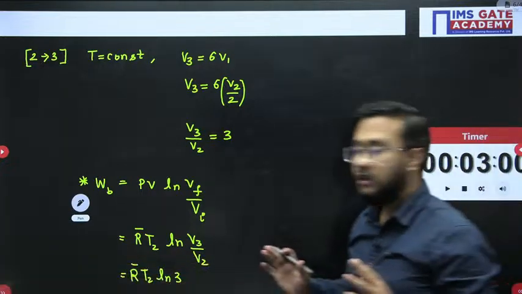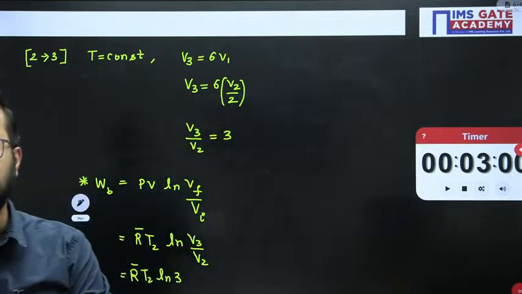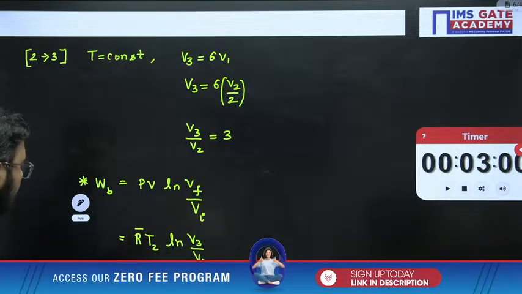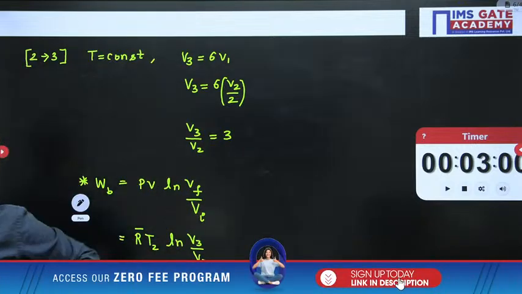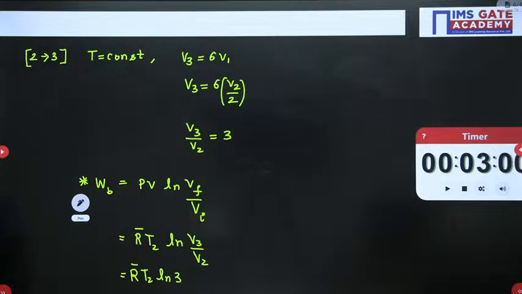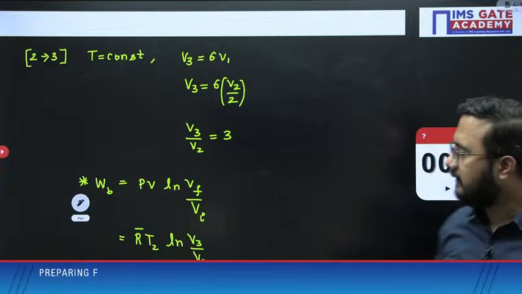Is it clear? So just we need to add both the work done and we'll be getting the total work done answer. Please tell me, is it clear how we have solved this particular work done answer? Is there any confusion or any doubt? Wherever you have any confusion or any doubt, please let me know. Okay? Tell me, any doubt or any confusion?